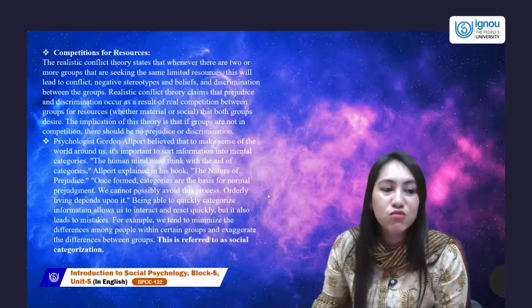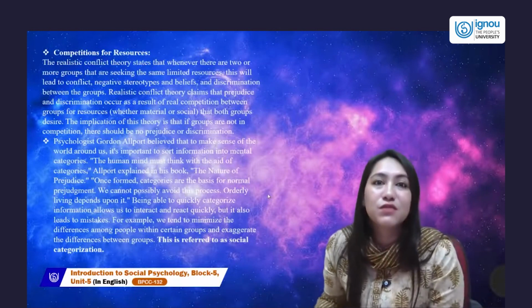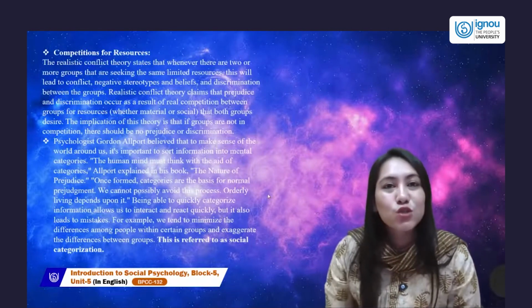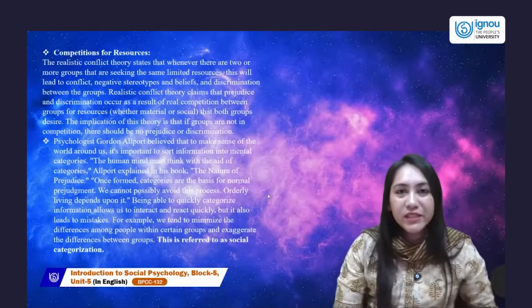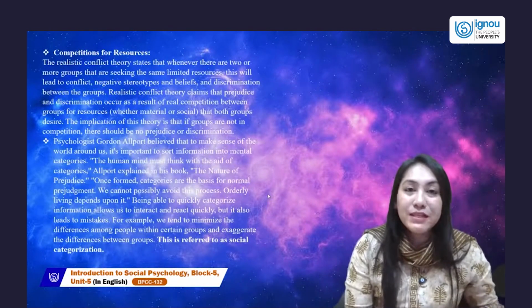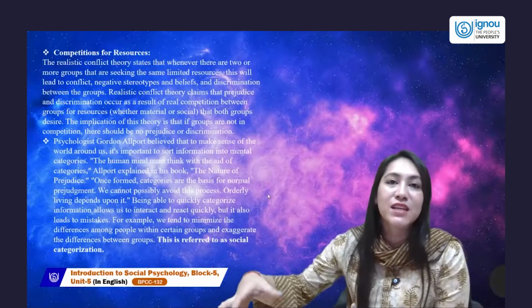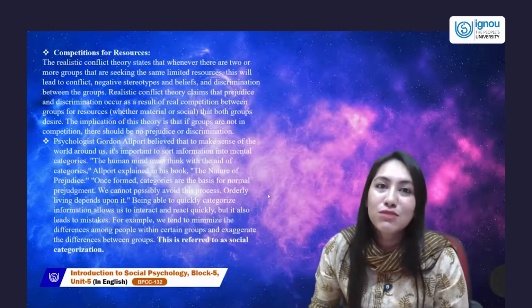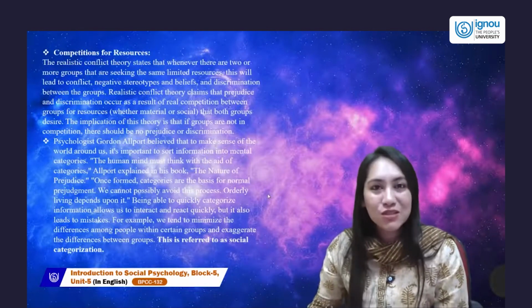For example, we tend to minimize the differences within a certain group and exaggerate the differences between groups. This is called social categorization, which is very true. The fact that we want to feel within a group, we tend to feel similar to that group, and we want to feel dissimilar from the other group, so we exaggerate their differences to socially categorize ourselves as different from the other. This happens with teenagers also.